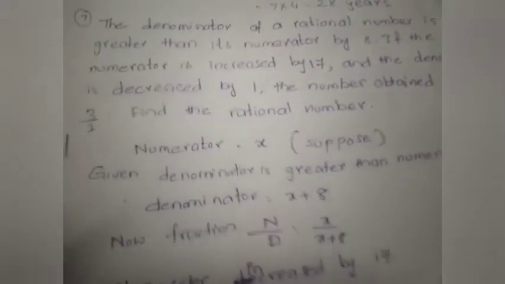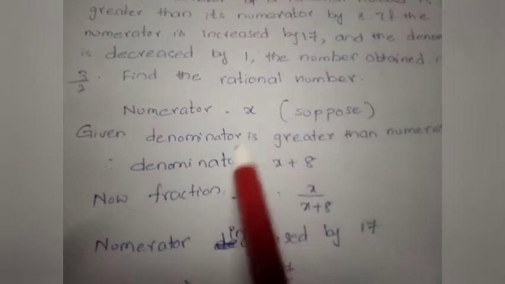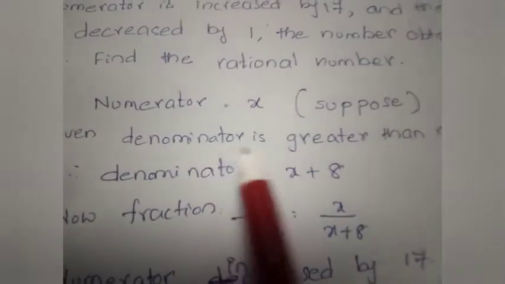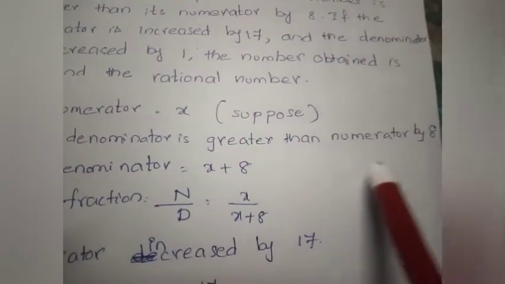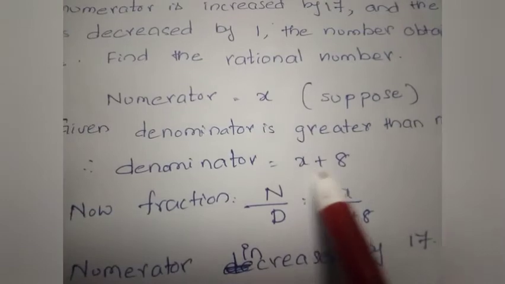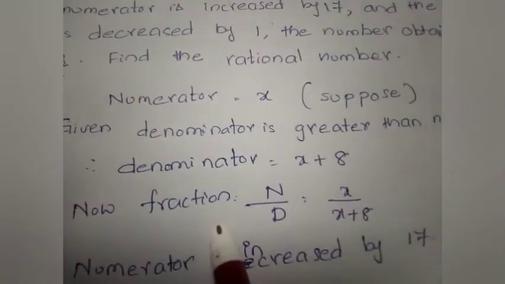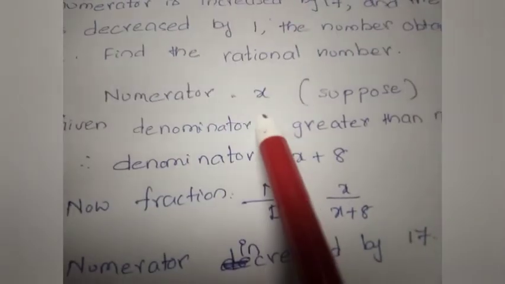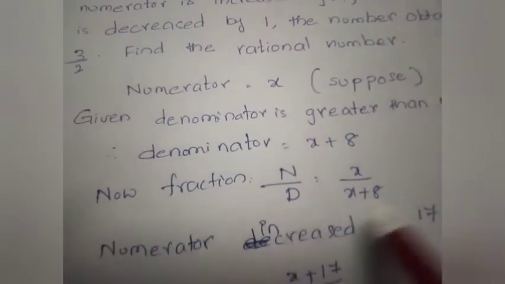So the numerator, we don't know the numerator. So suppose it is x. So the numerator is equal to x. Given that the denominator is greater than the numerator by 8, therefore the denominator is equal to x plus 8. Now the fraction is equal to numerator by denominator. What is the numerator? We supposed it as x. So x by x plus 8.